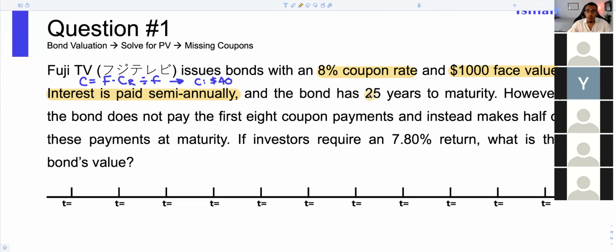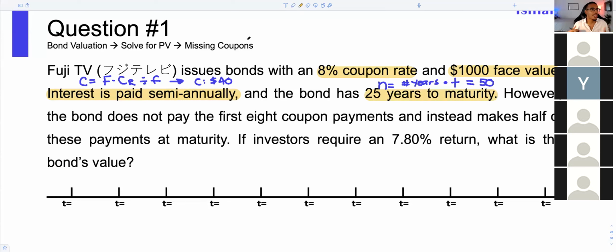We also know that the bond has 25 years to maturity, okay? So it has 25 years. So in that case, with all the information provided, what's our N? If we know that it has a 25-year maturity, we know that N is equal to the number of years times the frequency. Exactly. So we have 50 as being our N.